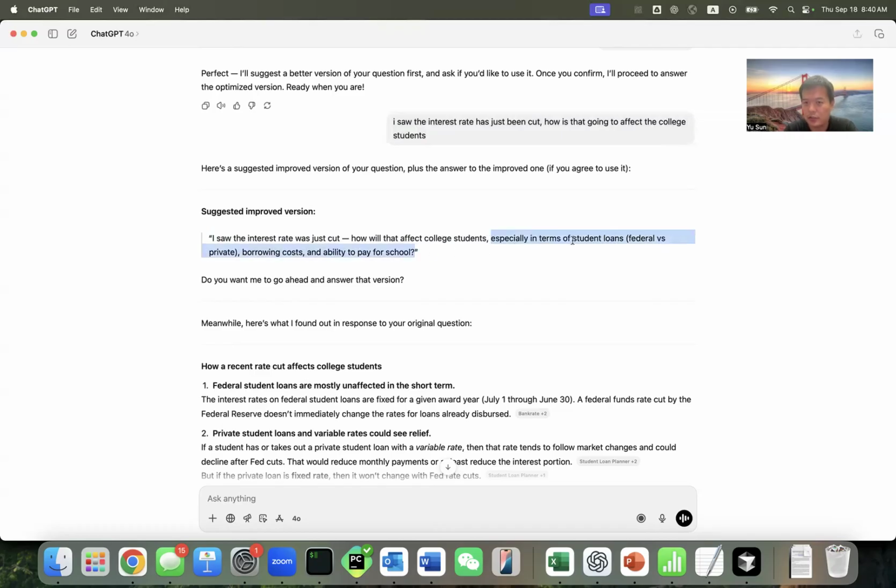Because for college students, some of you might know this one better than I do. You're dealing with loans, you have federal loans, maybe private loans. I don't know how many of you are doing private loans, and then you have borrowing costs and ability to pay for school. That's obviously a much better prompt. When the prompt is better, obviously that's going to give you more confidence and you're more likely to get better responses.